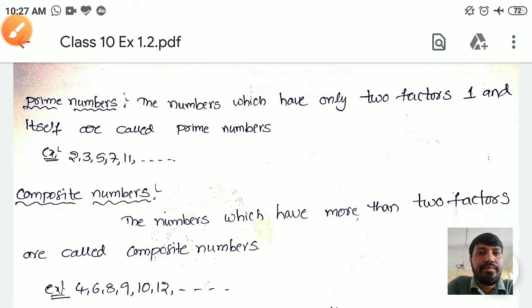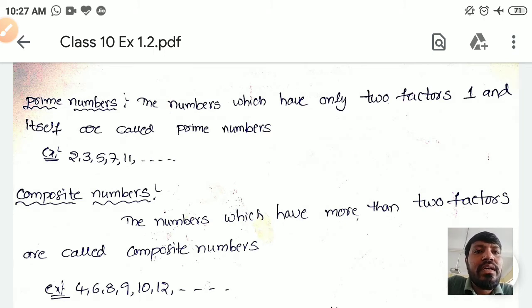Good morning, students. Let us start the second topic in the class 10th NCERT Mathematics first chapter, real numbers. The topic is the fundamental theorem of arithmetic. Before learning it, we need two definitions, mainly prime numbers and composite numbers. What is meant by a prime number and a composite number?